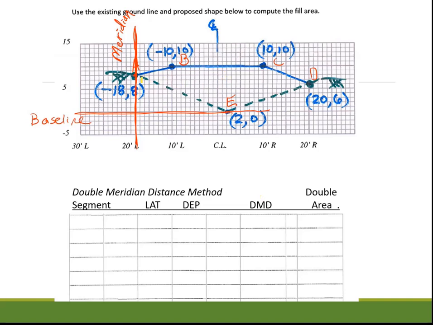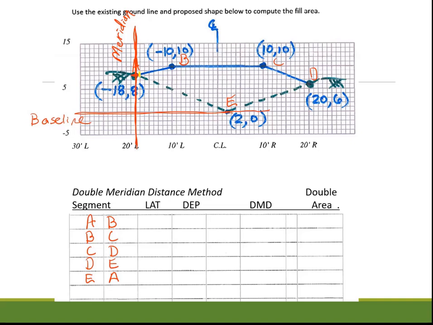We're going to define the line segments that complete this shape. The first segment would be from A to B, next from B to C, then C to D, then D to E, and to close it off we go from E back to A. In the double meridian distance method, we evaluate the latitude and departure of each of these line segments.